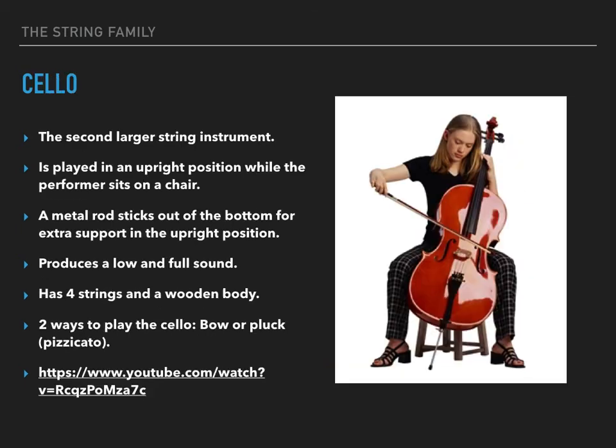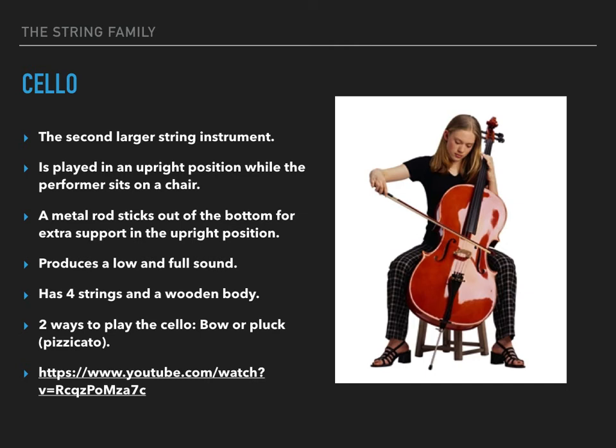All right, moving on. We have the cello, and if you notice, we are getting bigger, which means, that's right, if you go to the fourth bullet point, it produces a low, full sound. So definitely not as high and bright as the violin or the viola. It's the second larger string instrument, played in an upright position, which means if you look at it, it's vertical, and the performer typically sits on a chair to play the cello. Not quite big enough to stand, but definitely not small enough to rest on your chin.